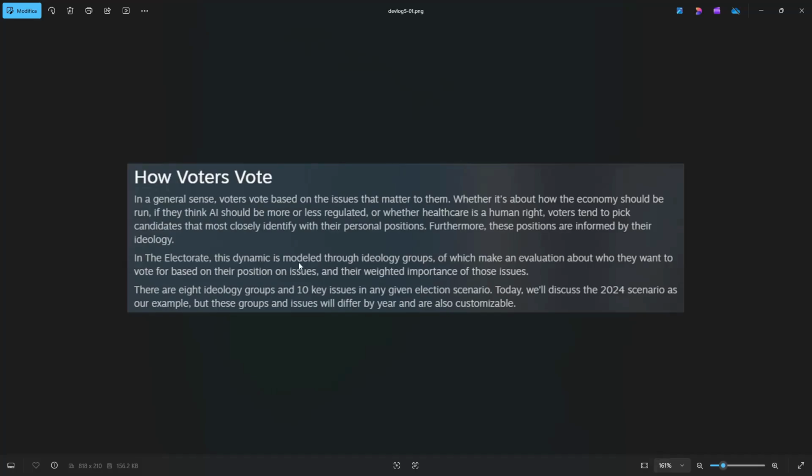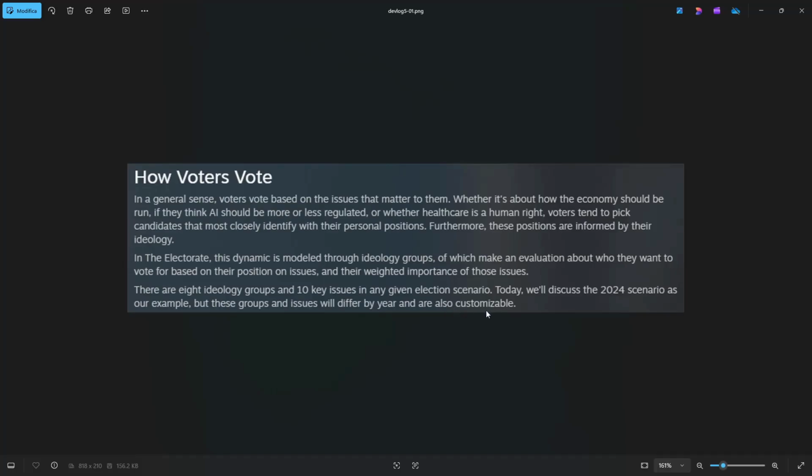In the Electorate, this dynamic is modeled through the ideology groups, which make an evaluation about who they want to vote for based on their position on issues and the weighted importance of those issues. There are 8 ideology groups and 10 key issues in any given election scenario. We talked about that in the previous devlog, if you remember. If you haven't watched it, go watch it. It's an order. Today we'll discuss the 2024 scenario as our example, but these groups and issues will differ by year and are also customizable.